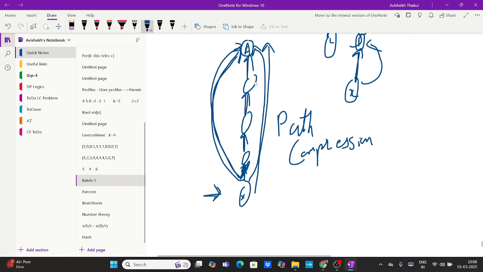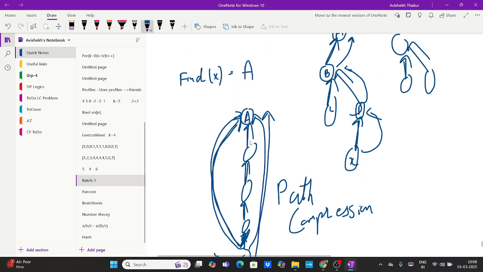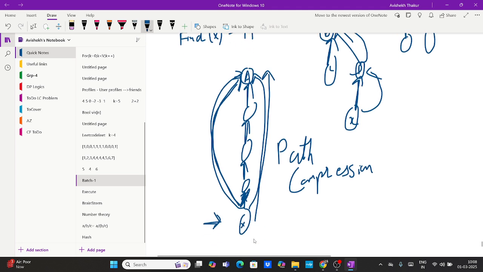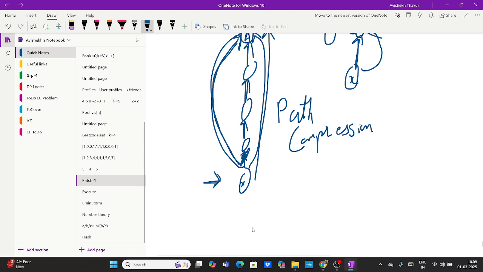Now, can you see the worst case for this was big O of n? In the initial time we have seen it's big O of n, right? Now again, it gets compressed to log n.